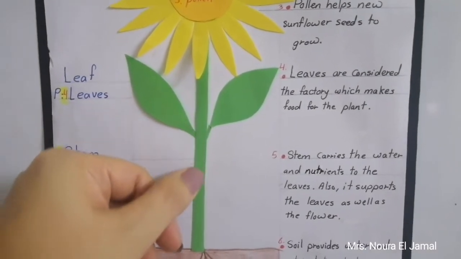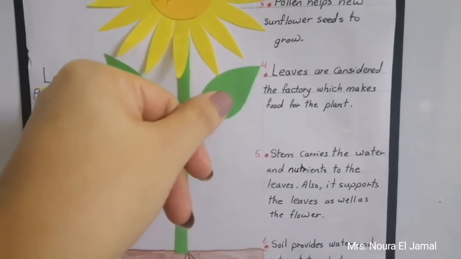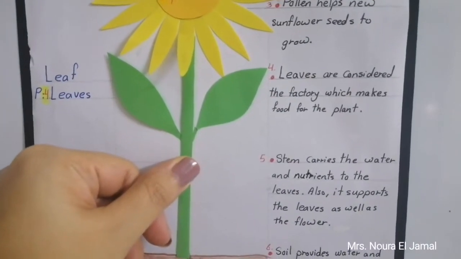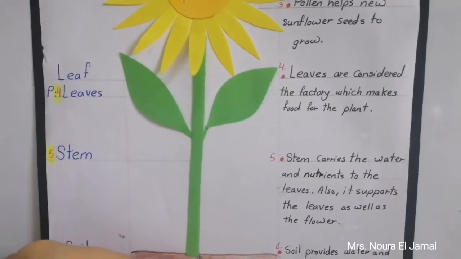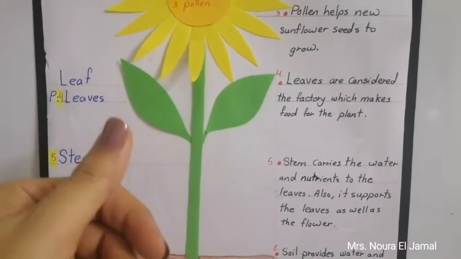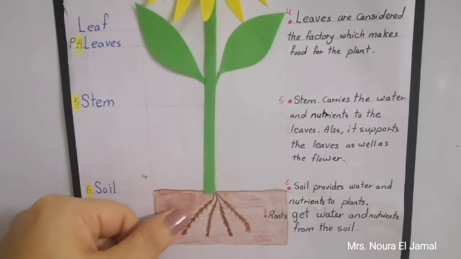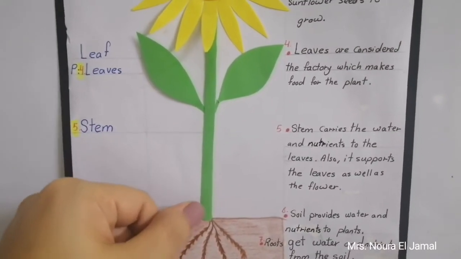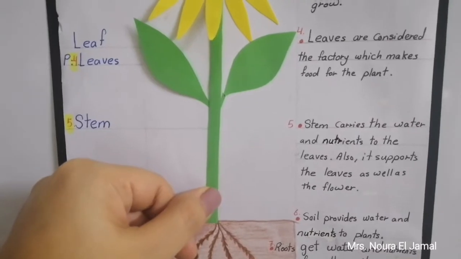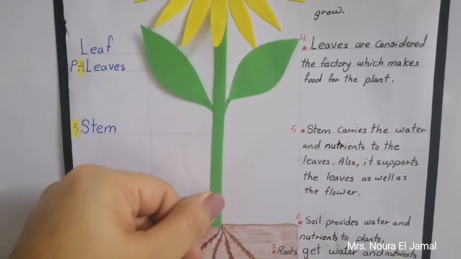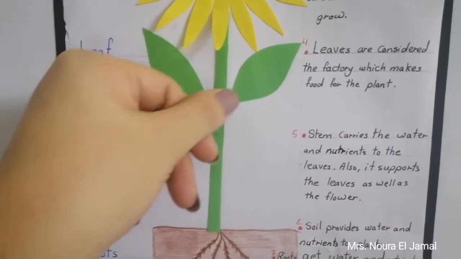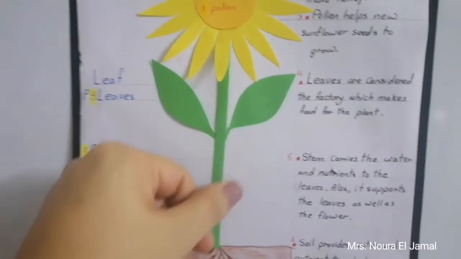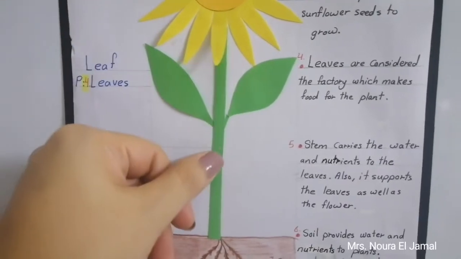Also, it supports the leaves as well as the flower. So what is the function of the stem? It carries the water and food from the roots. So the first thing, the roots get the food and water from the soil. Then after that, the stem takes the food and water from the roots and gives it to the leaves. Okay? And also it supports the leaves and the plant.